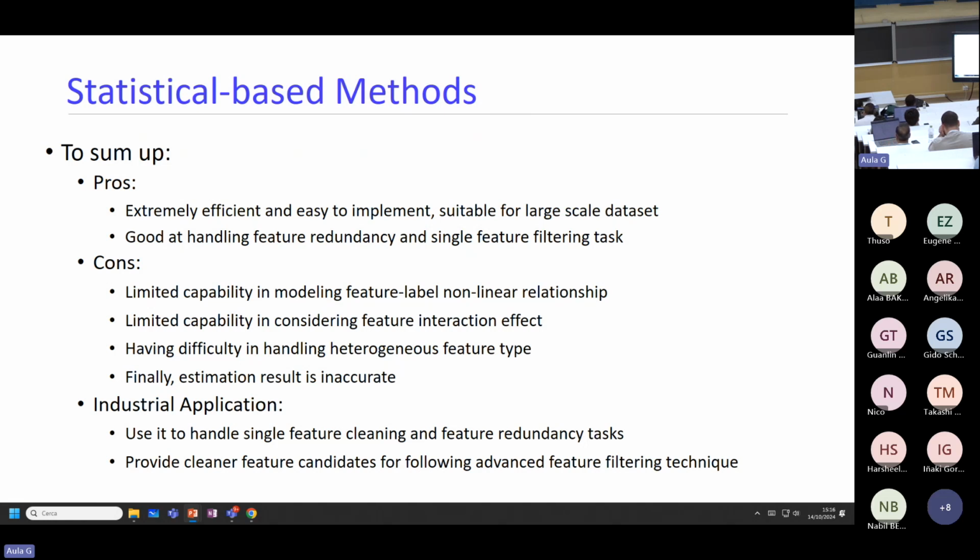But it is useful in our industrial application because we can handle the basic single feature cleaning and the feature redundancy task. This is very important for many downstream filters like neural network model-based methods, because they cannot discriminate whether these two features are redundant.